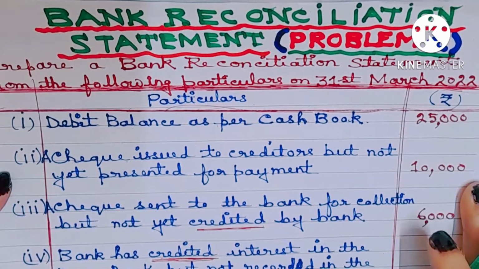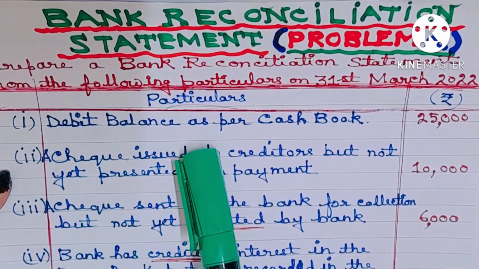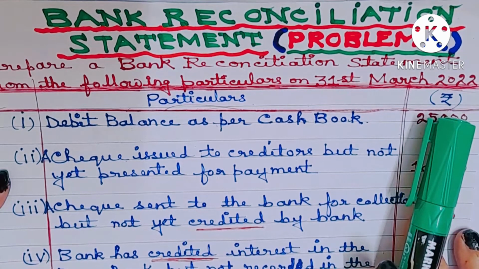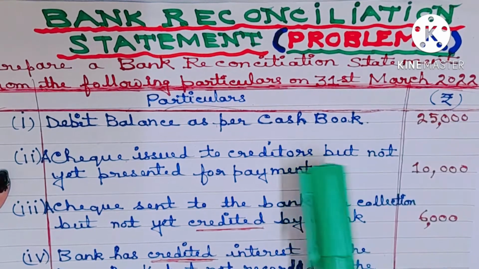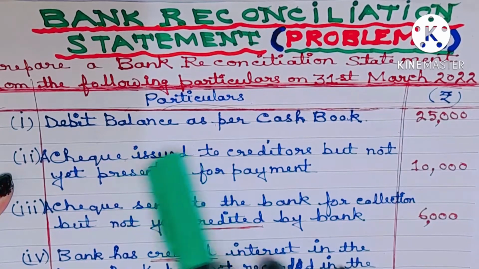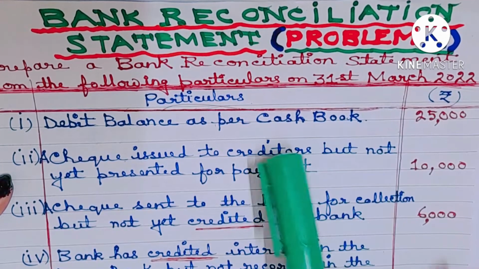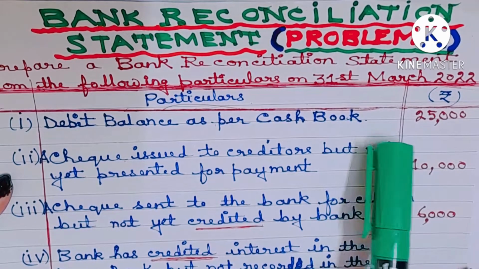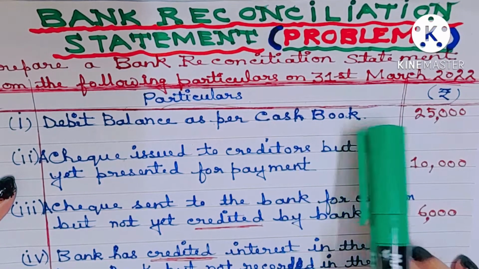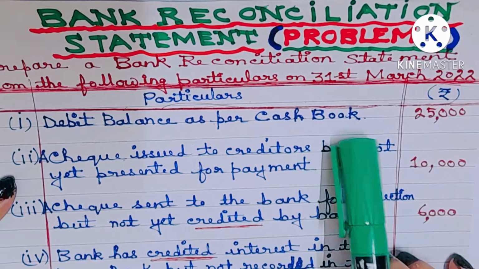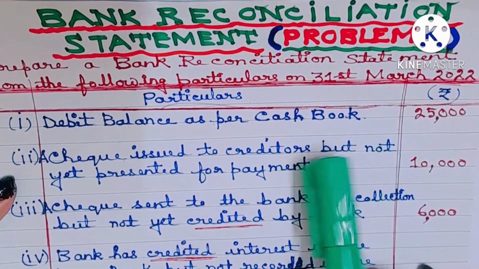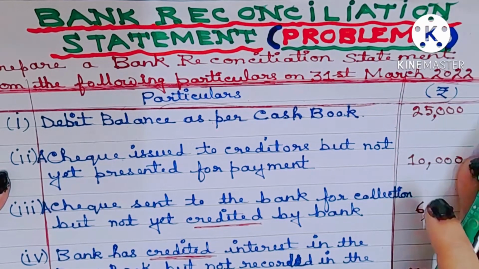Now let me tell you one important thing. Please remember, see number 1, debit balance as per cash book has been given, 25,000. Please remember, a bank reconciliation statement or BRS can be prepared by taking the balance either as per cash book or as per passbook as a starting point. If the BRS is started with the balance as per cash book, then the answer arrived at in the end will be the balance as per passbook always. And if the BRS is started with the balance as per passbook, instead of cash book, then the answer arrived at in the end will be the balance as per cash book always. Now let's start doing the problem.